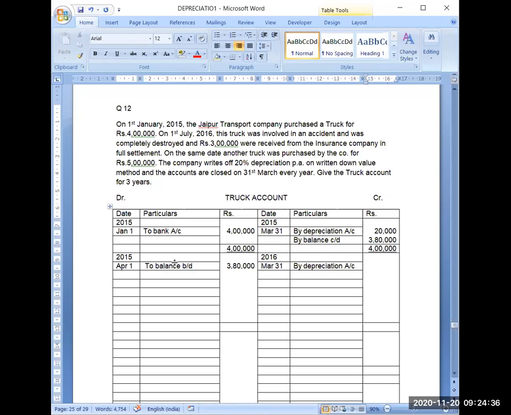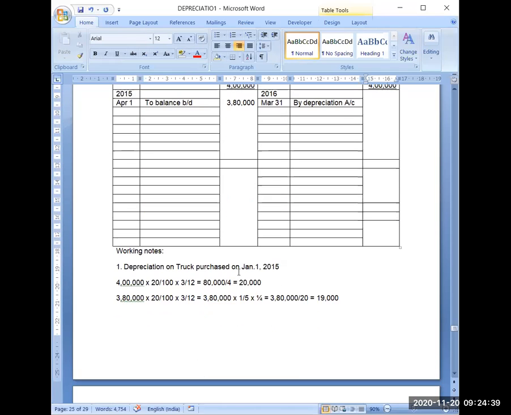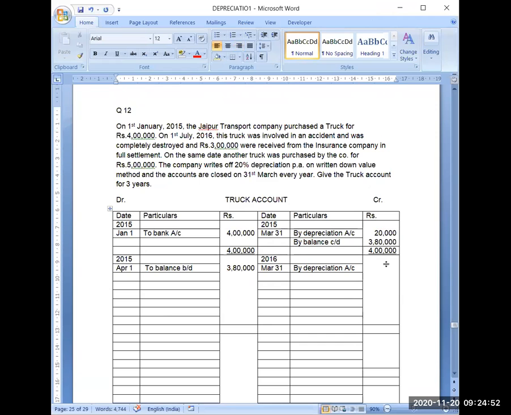And because now we have used this truck for 1 full year, so that's why 3,80,000 multiplied by 20%, it will be 76,000. Then by balance carry it down. Again, we will do first total.